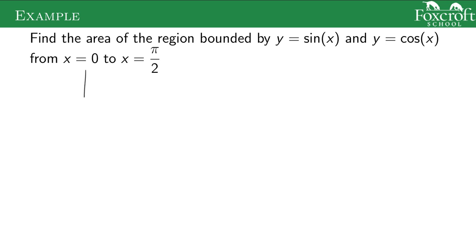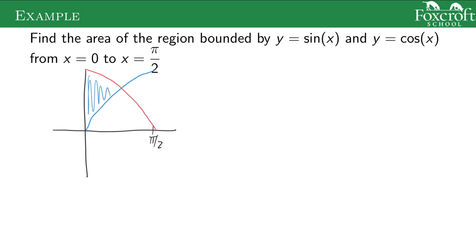Find the area of the region bounded by sine and cosine from 0 to pi over 2. So this is going to look like this. From 0 to pi over 2, sine goes up to 1, and cosine goes down to 0. So we're looking at this kind of compound region. And where do they meet? We know we start at 0 and end at pi over 2, but we need to figure out where they meet in the middle.